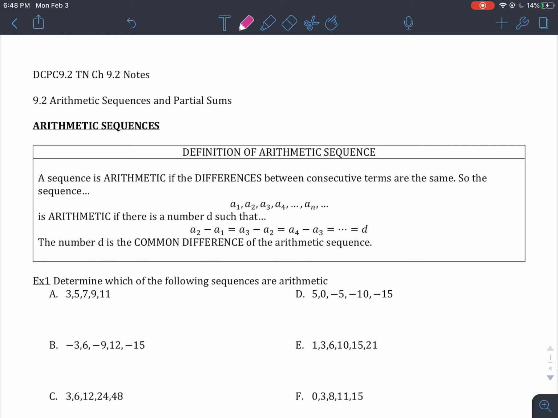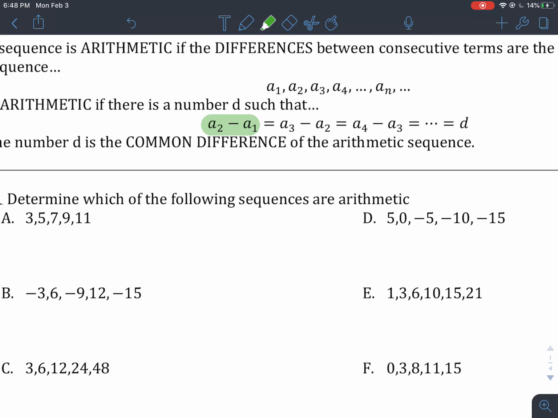It's a sequence who, when you compare consecutive terms, so one term to the next, always has the same difference, or a common difference. So when I look at, say, the first two terms together, and I subtract them, the difference between the second term and the first, a sub 2 and a sub 1, is going to be the same as the difference between the third and the second term, and the fourth and the third term, and the fifth and the fourth term, and on and on and on. It's going to be what we call our common difference.